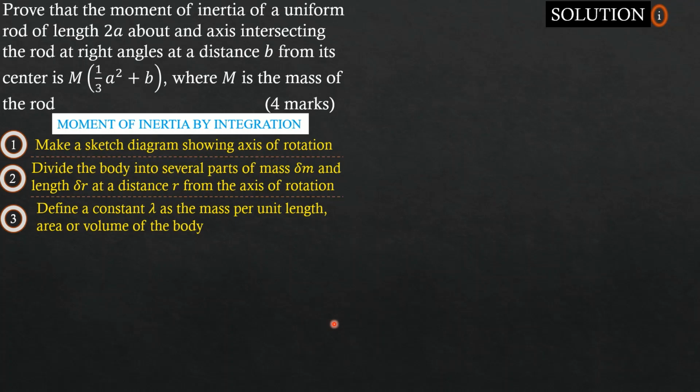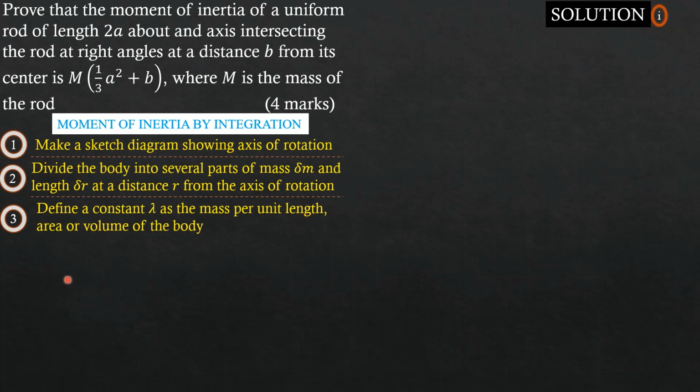Now, if we are dealing with one dimensional, like you see, a rod is in 1D, that is, the thickness of the rod is negligible. So we have just the length of the rod. So simply, the length of the rod is the highest quantity. So if my body is one dimensional, then lambda is just going to be the mass per unit length.